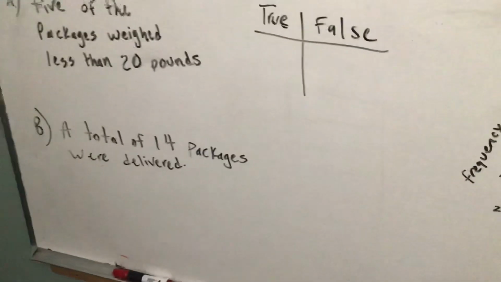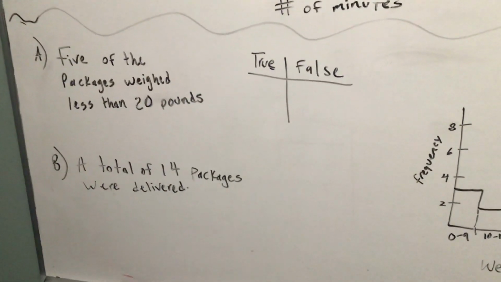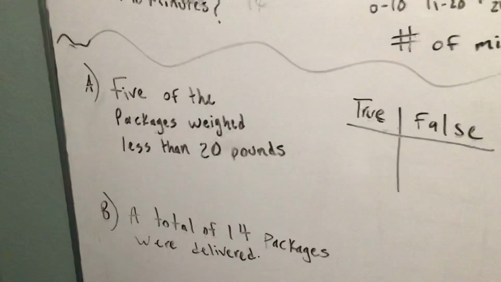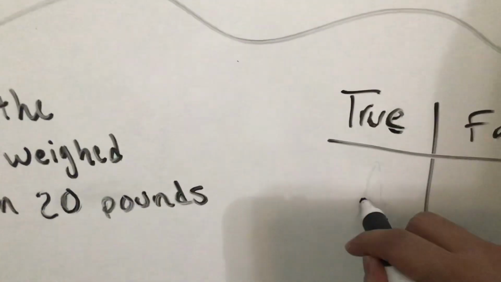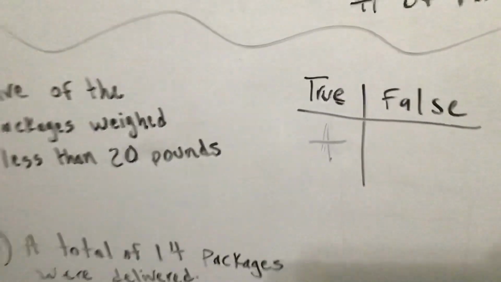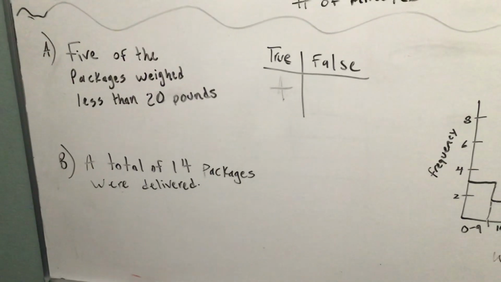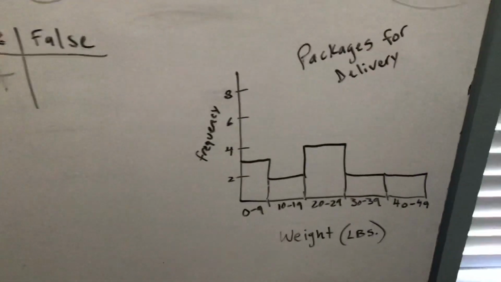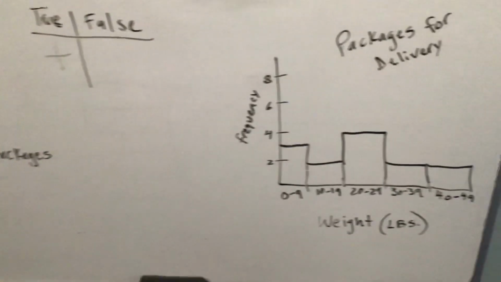So 5 packages weigh less than 20 pounds. That is correct. That is true. So letter A, we'll just write it under true because it is true. For B, a total of 14 packages were delivered. 14. A total of 14 packages were delivered.